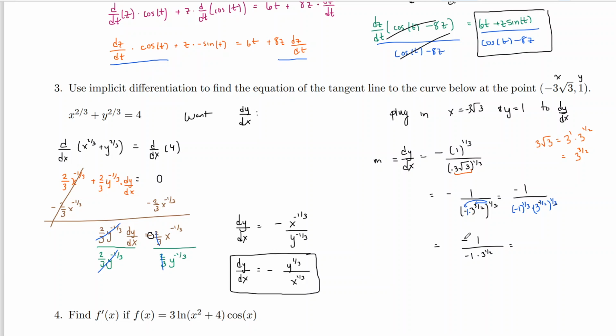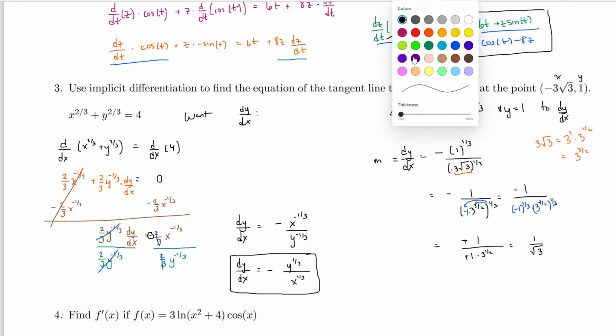Simplifying this, the negative and negative cancel out, and the one on the bottom multiplying this isn't going to do anything. And then 3 to the 1/2, to kind of write it more simply, we can write it back as the square root of 3. So this slope here at this point, a whole bunch of work just to realize it's 1 over the square root of 3.